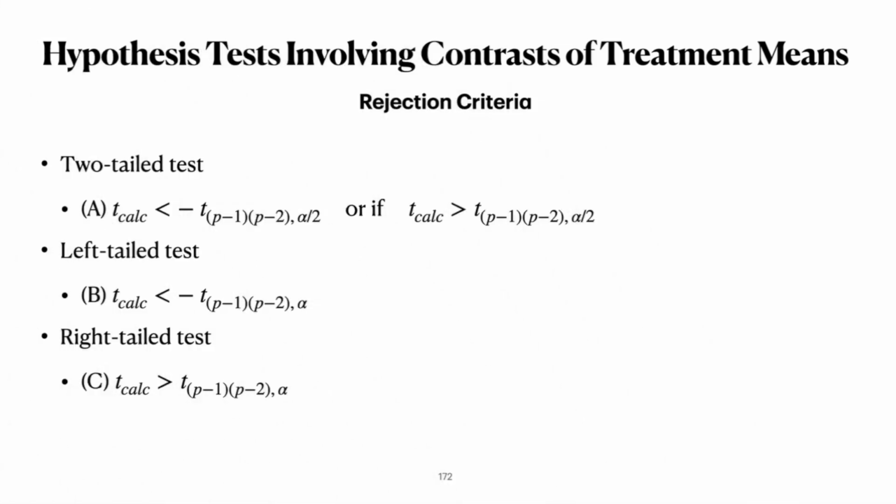All right, and then the rejection criteria in this scenario, because this is a contrast, still involves the t distribution with p minus 1 times p minus 2 degrees of freedom. So because this is a contrast, as was the previous situation where we're looking at differences between treatment means, the number of degrees of freedom associated with the reference distribution is the same.